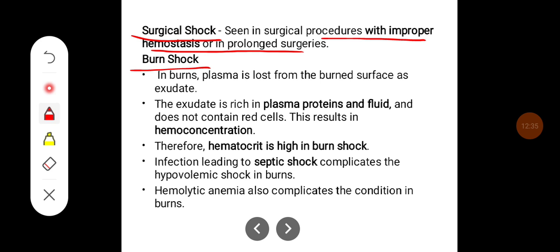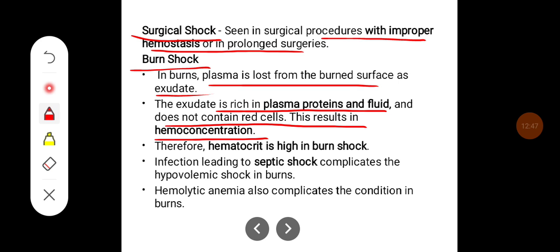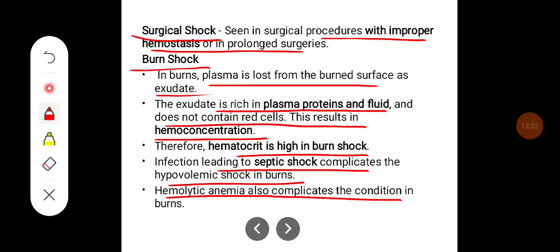Burn shock occurs in burns where plasma is lost from the burnt surface as an exudate. The exudate is rich in plasma proteins and fluid and does not contain red cell. This results in hemoconcentration. Therefore, hematocrit is high in burn shock. Infection leading to septic shock complicates the hypovolemic shock in burn. Hemolytic anemia also complicates the condition in burn.